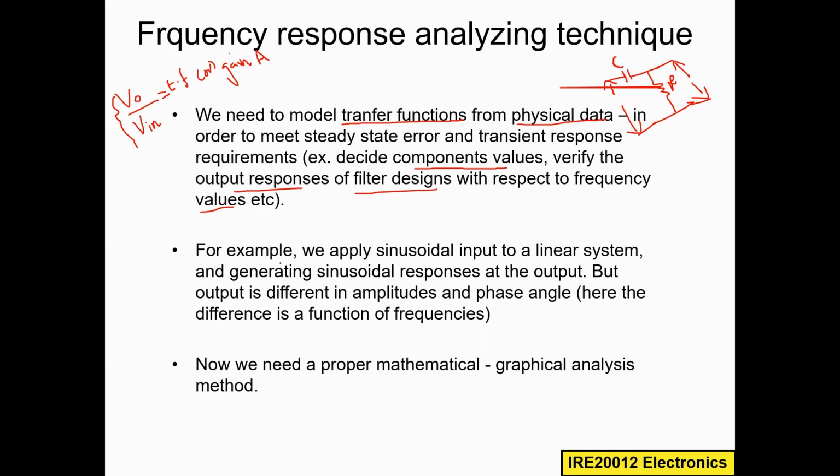We will see now. For example, we apply a sinusoidal input to a linear system and generate sinusoidal responses at the output. So the input is sinusoidal, the output is also sinusoidal. It's not non-sinusoidal. But the output is different in amplitude and phase angle. Here the difference is also a function of frequency. So it means the output is also different in frequencies in many cases.